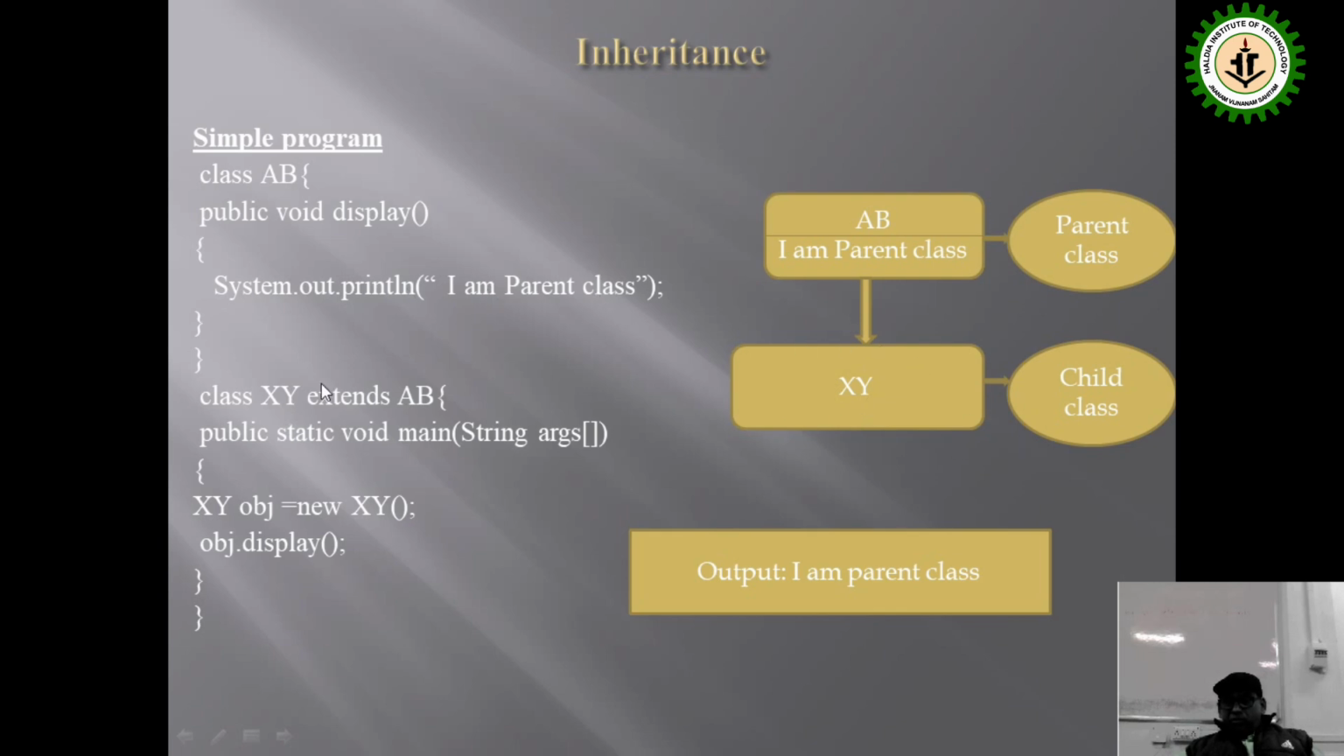Now we create the child class. The child class is XY extends AB. Now we create the object of the child class: XY object equals new XY. Now object dot display, object dot method name. I just call the parent class method. Output is "I am parent class".